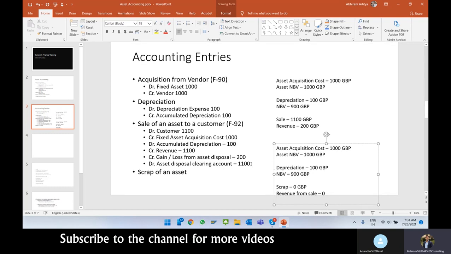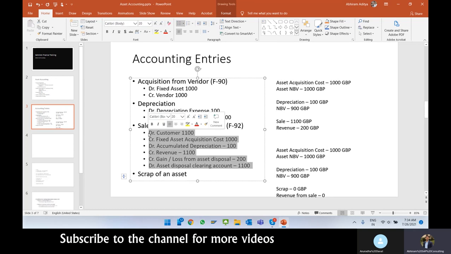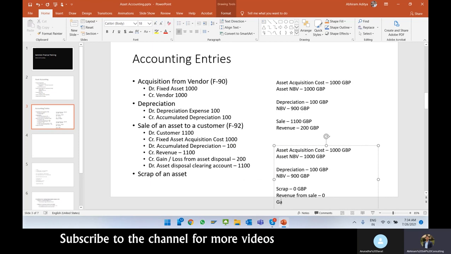So take the same example here. There is no customer. If there is a customer, then it is not called scrapping of an asset, but it is called a sale without revenue. Whatever the net book value is, 900, you're going to sell it at 900. So there is no revenue, there is no profit, there is no loss. That is the same case as a sale of an asset to a customer. The case we saw earlier is with revenue. And if the customer value itself is 900, then this revenue is going to be zero. This is also going to be zero. Now scrap is zero. So there is no revenue, gain or loss.